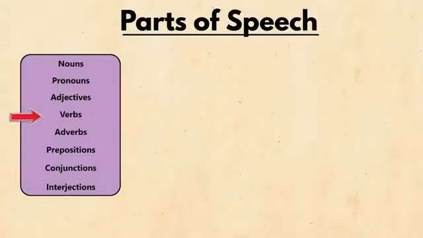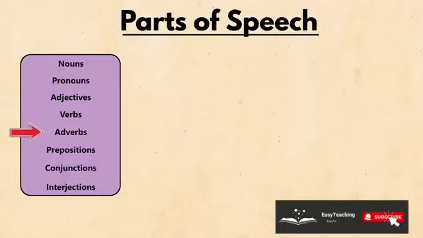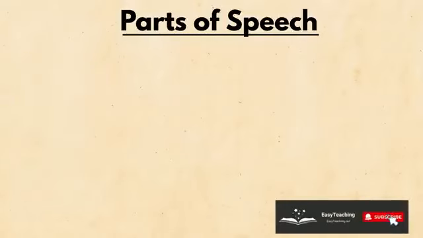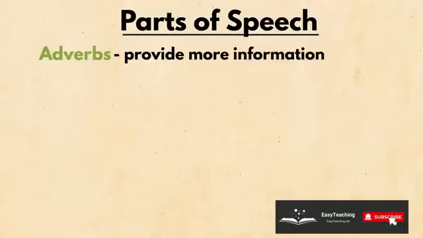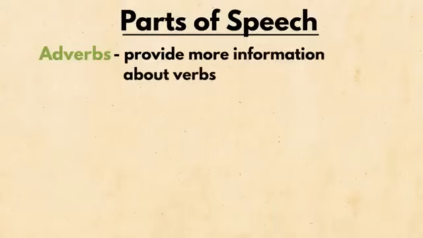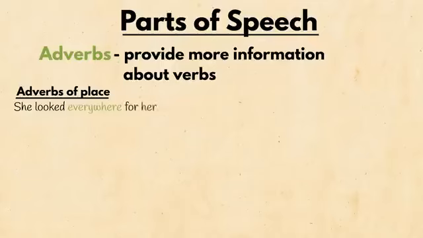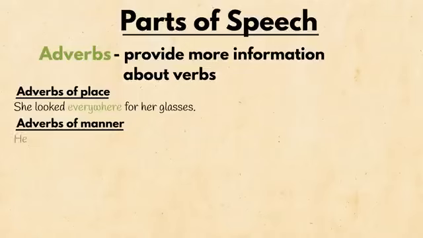Next up are adverbs. Whereas adjectives describe nouns, adverbs provide more information about verbs. There are different types of adverbs. Here are a few. Adverbs of place describe where an action takes place. For example, she looked everywhere for her glasses. Adverbs of manner describe how an action happens. For example, he drove slowly down the road.